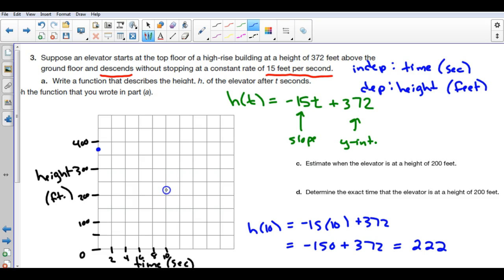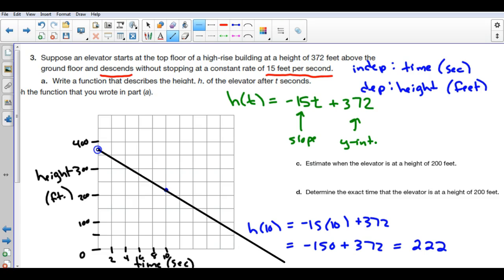So I'm going to go to where 222 is, and that gives me another point. And then once I have my 2 points, I can connect them with a straight line. So this indicates where my elevator is going to be.